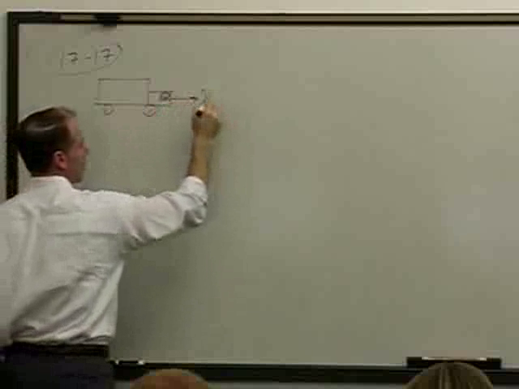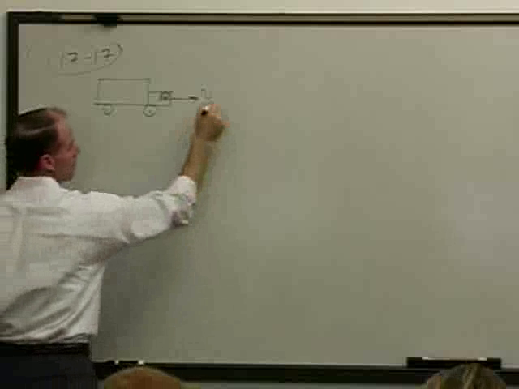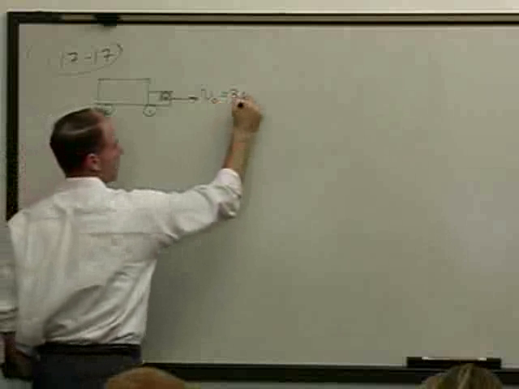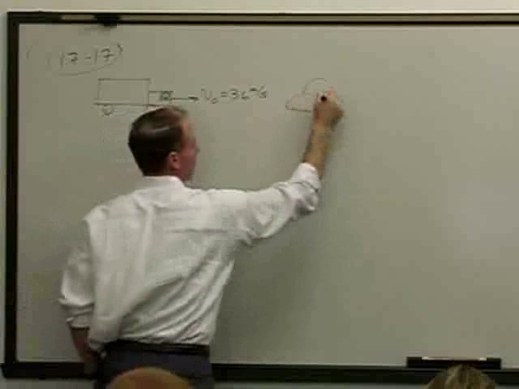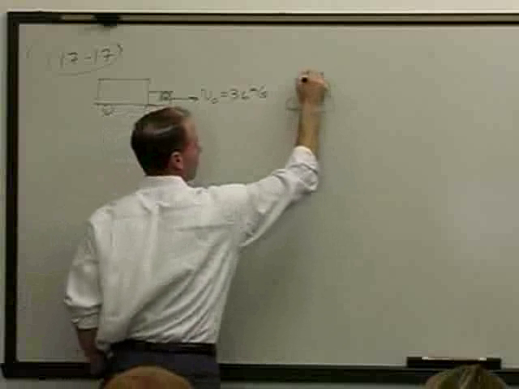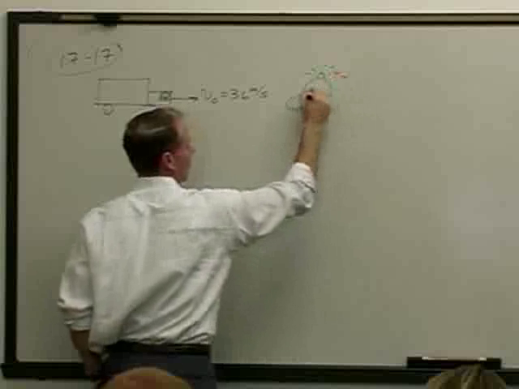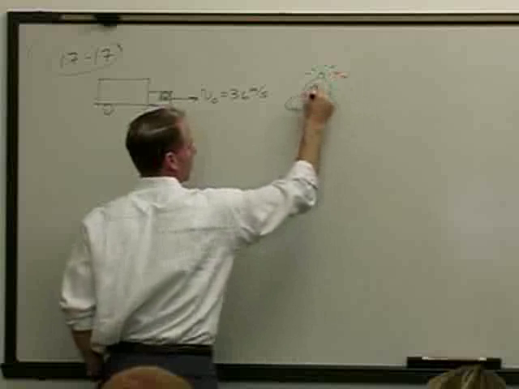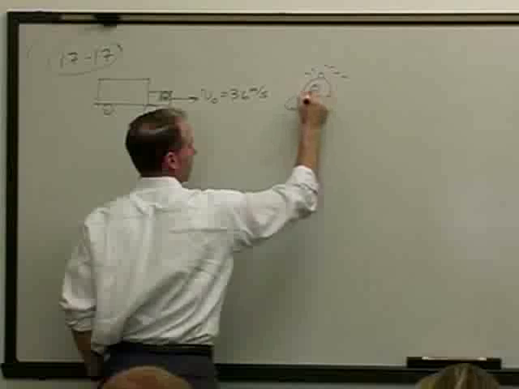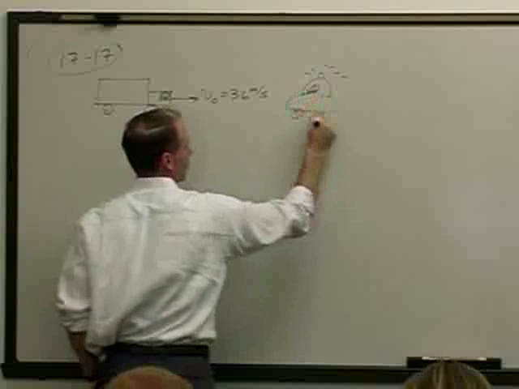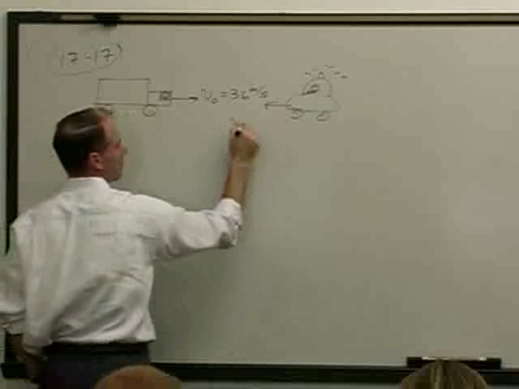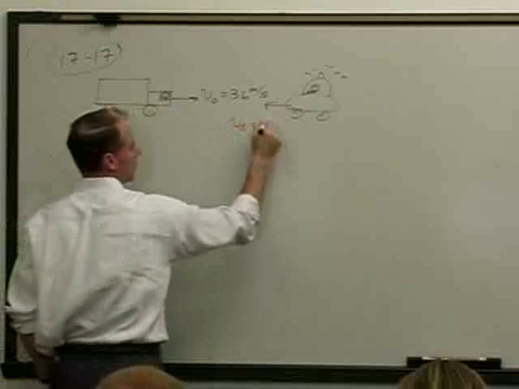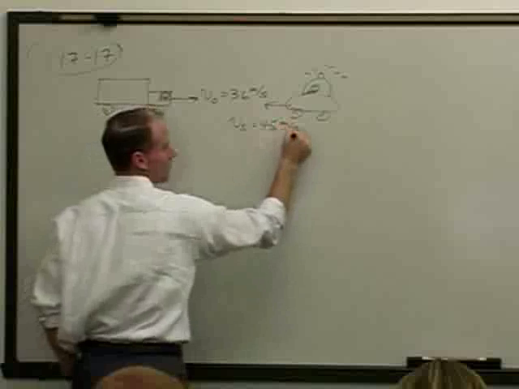So the velocity of the truck, which will be the observer, is 36 meters per second. And we have the police car moving in the opposite direction, which would be the velocity of the source at 45 meters per second.